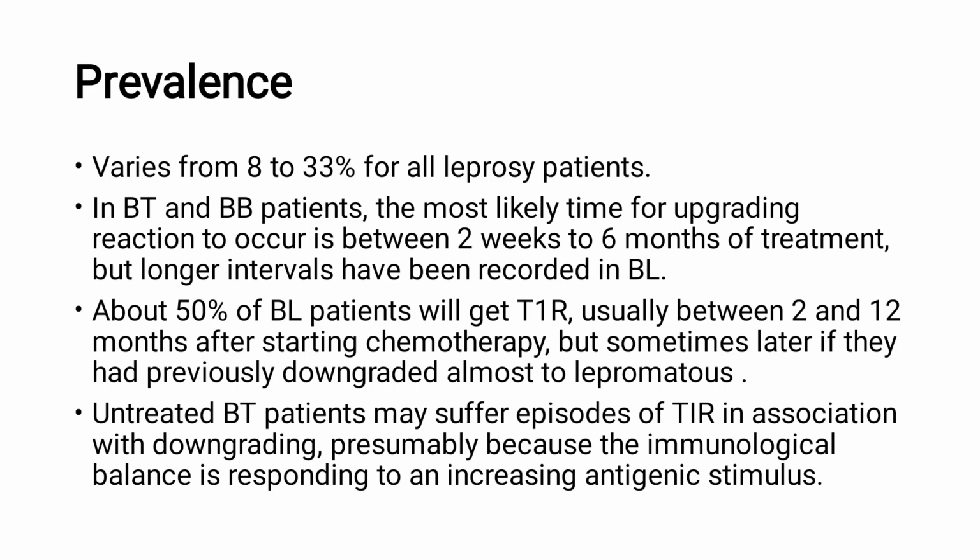About 50% of borderline patients will get type 1 reactions, usually between 2 and 12 months after starting chemotherapy, but sometimes later if they had previously downgraded almost to lepromatous. Untreated borderline patients may suffer episodes of type 1 reaction in association with downgrading, presumably because the immunological balance is responding to increasing antigenic stimulus.